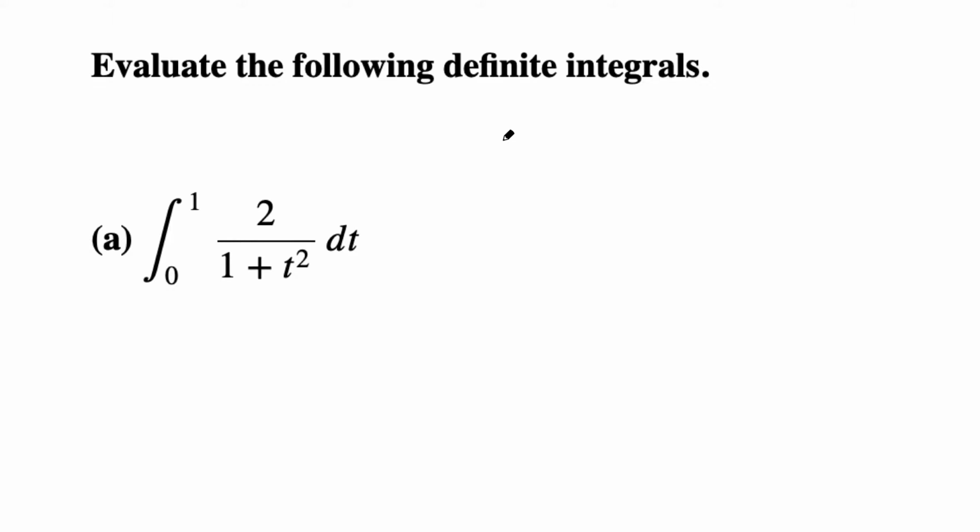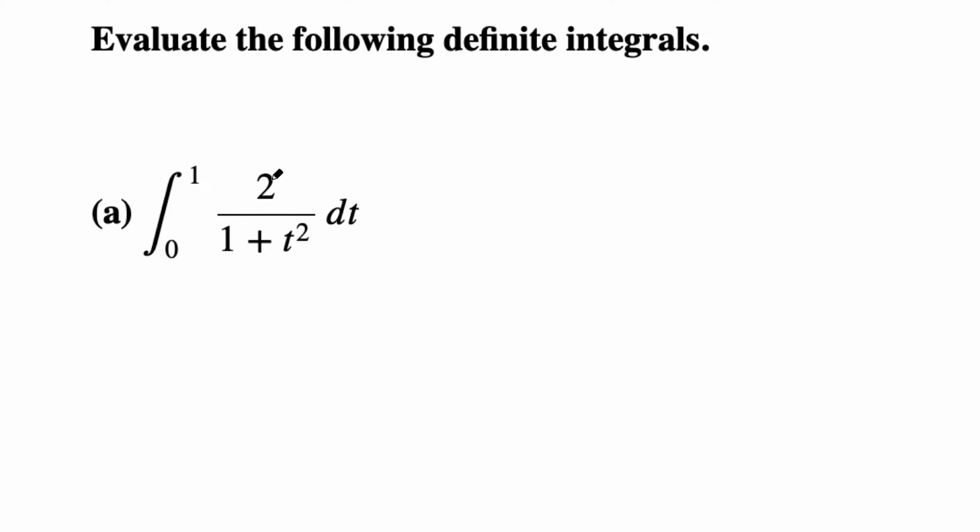Evaluate the following definite integrals. In part A, we got a function 2 over 1 plus t squared from 0 to 1. So this is a fraction. Unfortunately, there is no quotient rule. And the bottom, we cannot separate into two fractions because we got 1 plus t squared. So this is as a block.